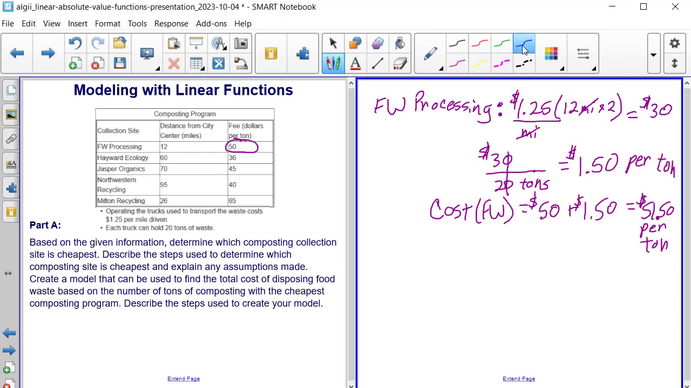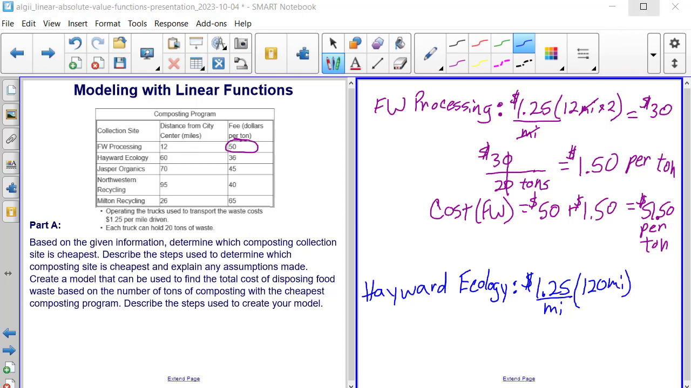Now let's look at Hayward Ecology. We still have the $1.25 per mile driven, so we'll rewrite that one down because each truck has to do that regardless, and that's per mile. And this time the truck would have to drive from the city center to Hayward Ecology and then back to the city center. So that's going to be 60 times 2, or if you wanted, you could do that right away, which would be 120 miles.